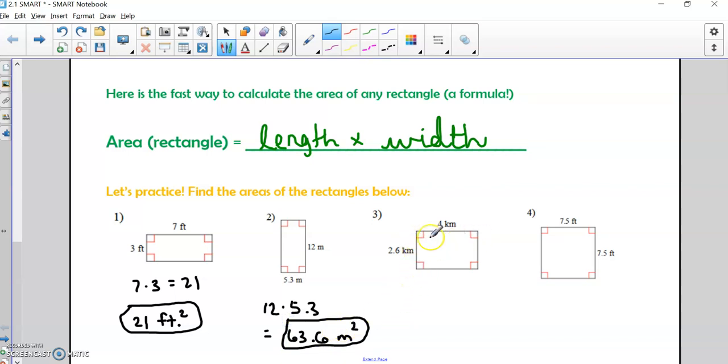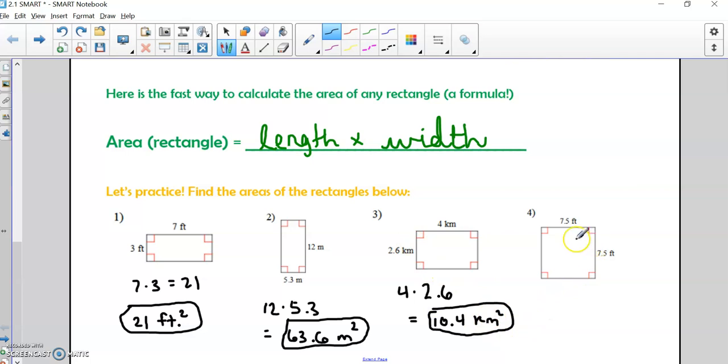All right, another one. We have 4 times 2.6, because we have a length of 2.6 and a width of 4. It doesn't really matter which one you call width and which one you call length. What matters is that you multiply those two numbers. That's going to give us 10.4. It's okay to use decimals. We do not live in a perfect world. Notice how I'm keeping my units squared there.